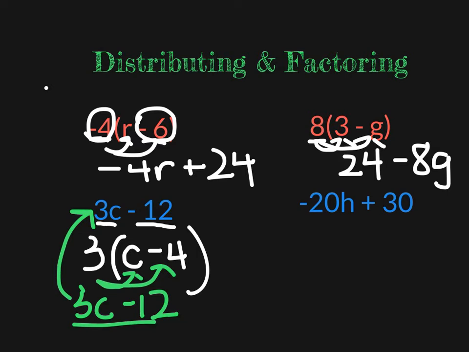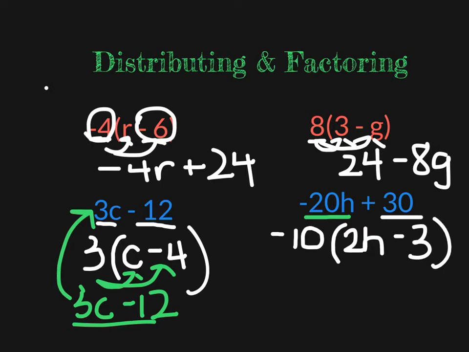The second problem in blue, -20h plus 30. Again, I want to look for anything in common that I could divide or factor out of both of those. And I know that I can factor out a 10. However, that first one has a negative, and since that one has my variable, I don't want a negative variable. So if I actually factor out a -10, -20 divided by -10 would leave me with a positive 2, and don't forget about that variable, the h. Then if I look at 30 divided by -10, that is a -3.